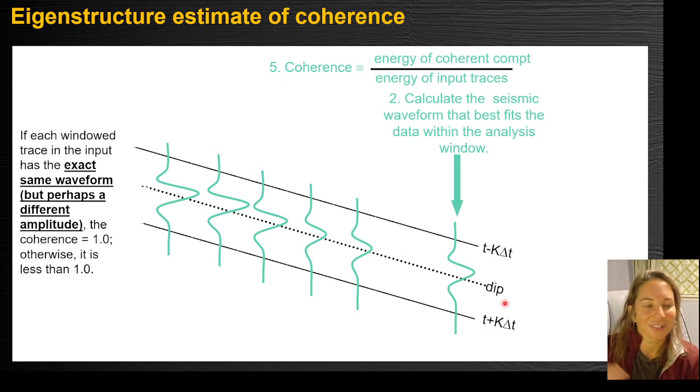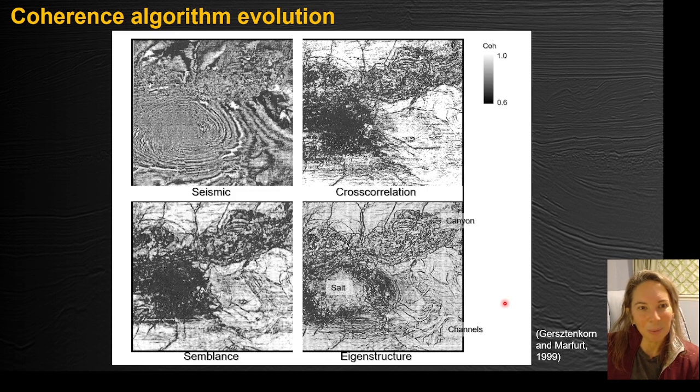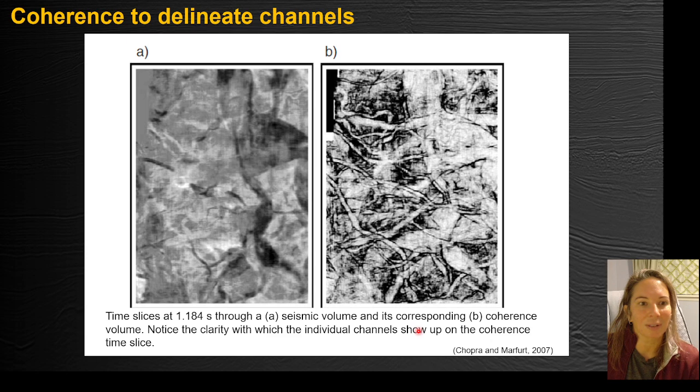When we look at what that actually looks like, here we've got our seismic cross correlation, the semblance, and then also our eigenstructure. A lot of times I've been finding the eigenstructure looks a little bit cleaner to me. But if you can, you may want to try them all out on your data and figure out which one works better for your data.